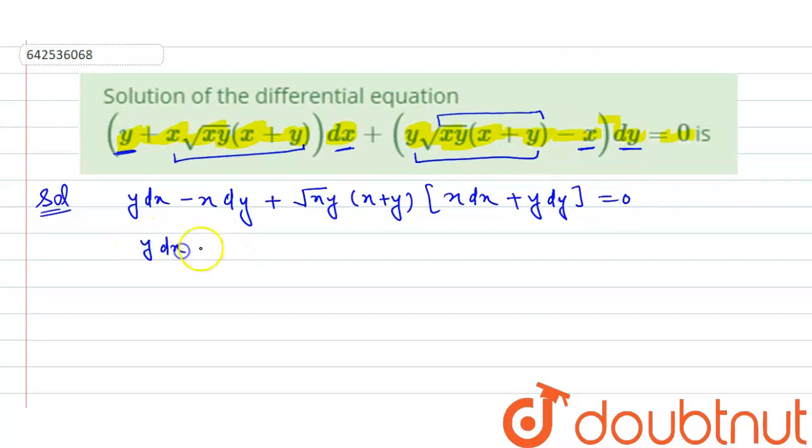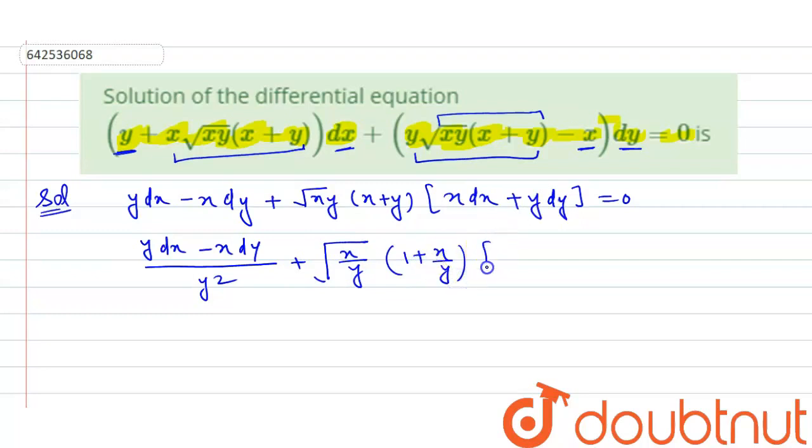You will get (y dx minus x dy) divided by y square, plus √(x/y) multiplied by (1 + x/y), and in this bracket you will get x dx plus y dy as it is, which is equal to 0. Now see one thing, first of all I will explain this part, this much of part, what we can write for this part.